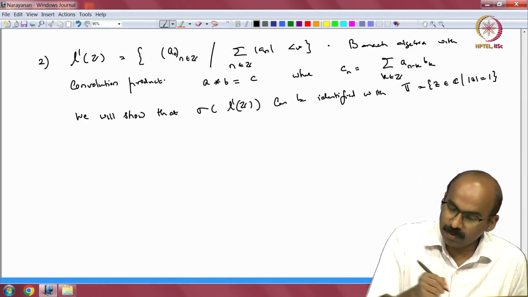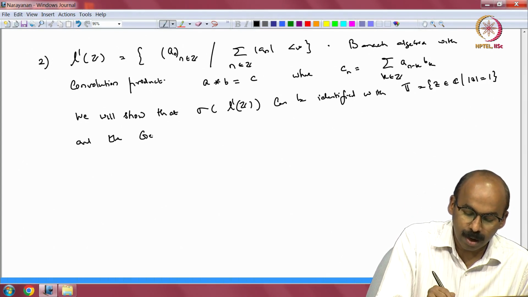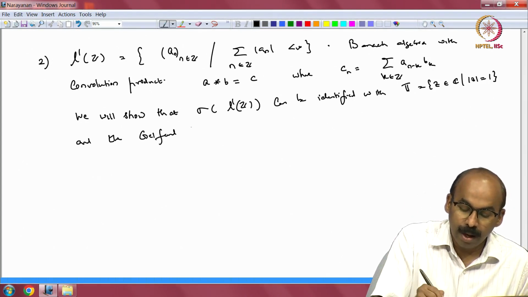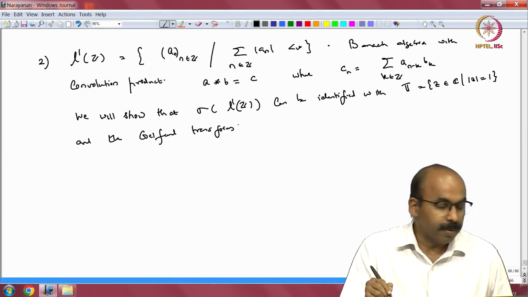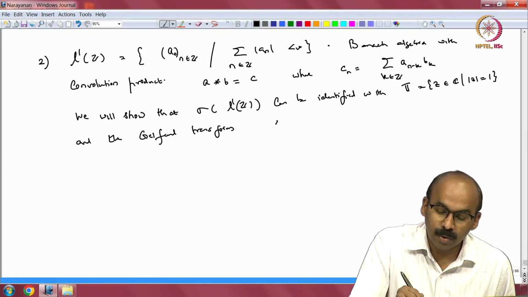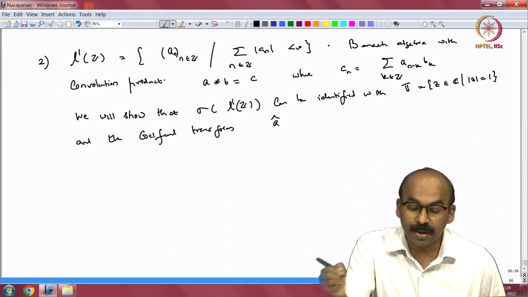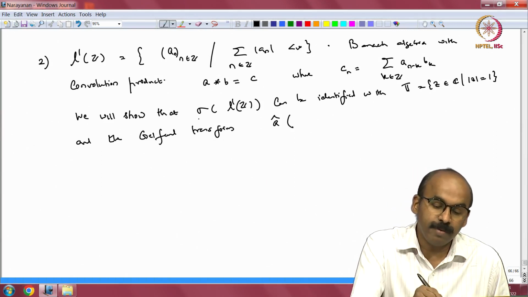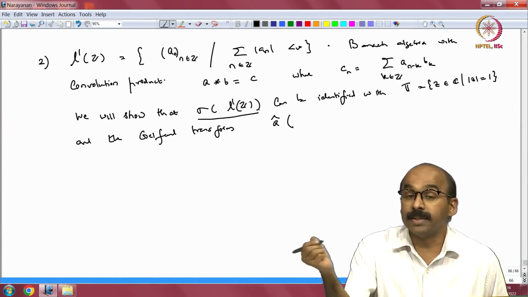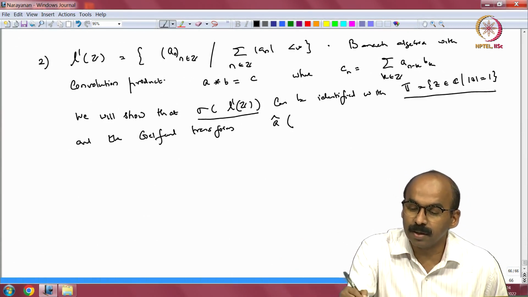And the Gelfand transform can be identified with the following. I take an A in L 1 of Z, which is a sequence. Remember A hat will be a function on sigma of the Banach algebra, on the maximal ideal space, but that is identified with the circle group.